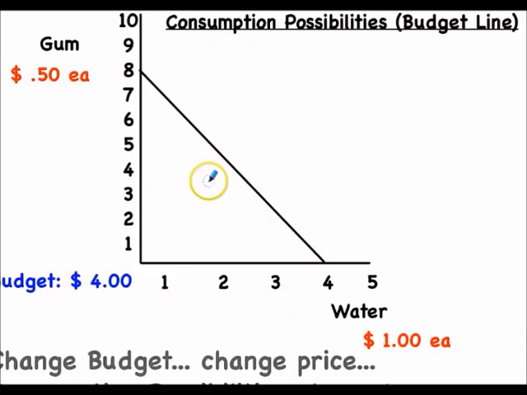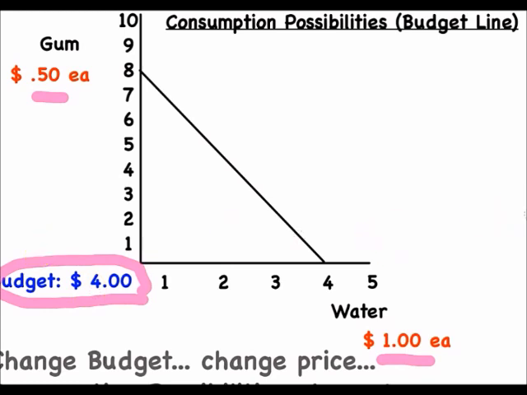Okay, this is taking our consumption possibilities and looking at it in graph form. So we have our gum at 50 cents each. We have our water at $1 each, as we saw on the other screen. What we've added here is a budget. So you have budgeted $4 of your paycheck to buy gum and water.